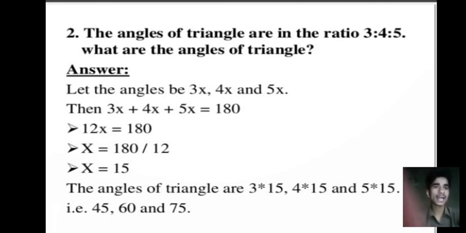The angles of a triangle are in the ratio 3 is to 4 is to 5. What are the angles of the triangle? Answer: let the angles be 3x, 4x and 5x. Then 3x plus 4x plus 5x is equal to 180. 3 plus 4 plus 5 is 12, so 12x is equal to 180. 180 divided by 12, x is 15.